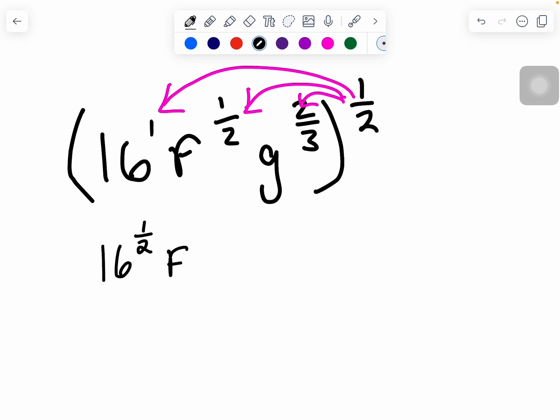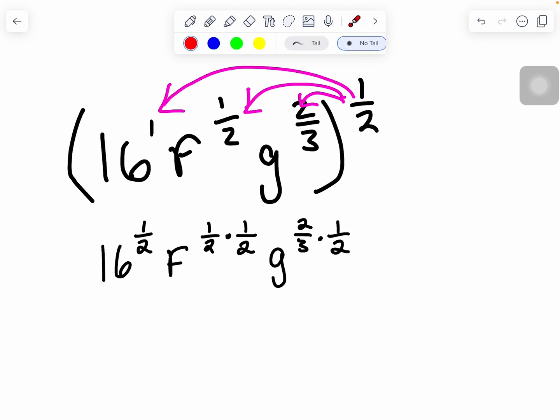And then we have f to the 1/2 times 1/2, because again, we are raising this f to the 1/2 to an additional 1/2. So we multiply those two exponents. And then we have g to the 2/3 times 1/2, okay? Now, where a lot of people had an issue here, okay? 16 to the 1/2 is not 8, okay? 16 to the 1/2, I'm going to write this out off to the side.